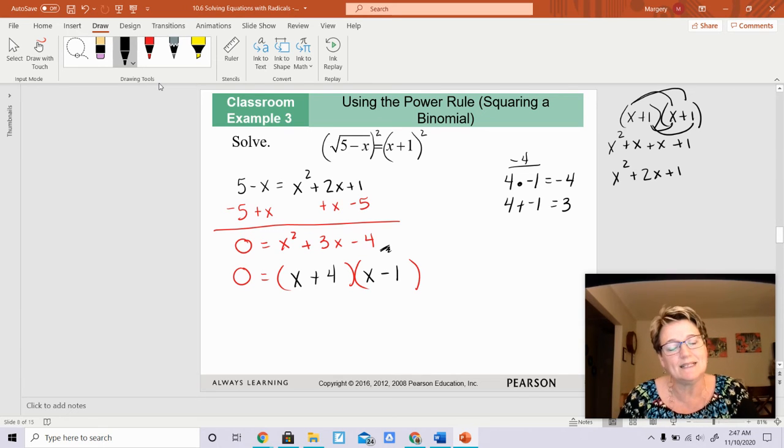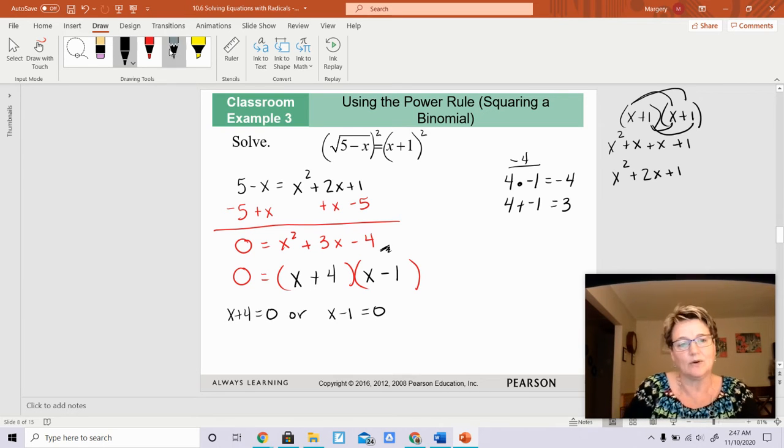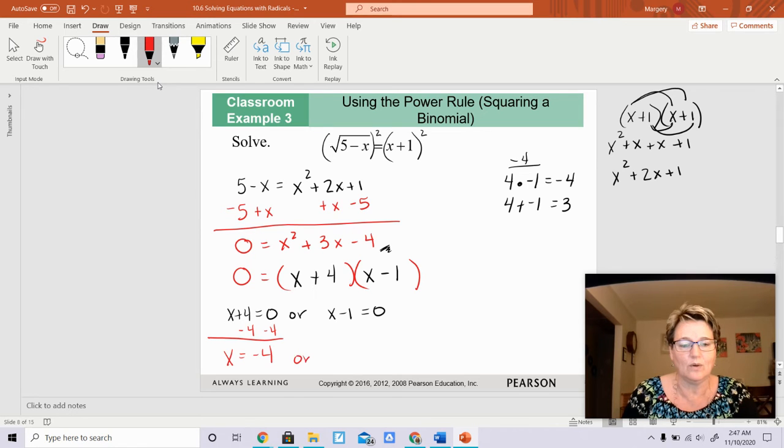You're going to use the zero factor property, and you're going to set these equal to 0. So x plus 4 equals 0, or x minus 1 equals 0. Your goal is to get x by itself. So I'm going to minus 4 from both sides. The first answer is going to be negative 4. Or, over here, I'm going to add 1 to both sides, and I get x equals 1.